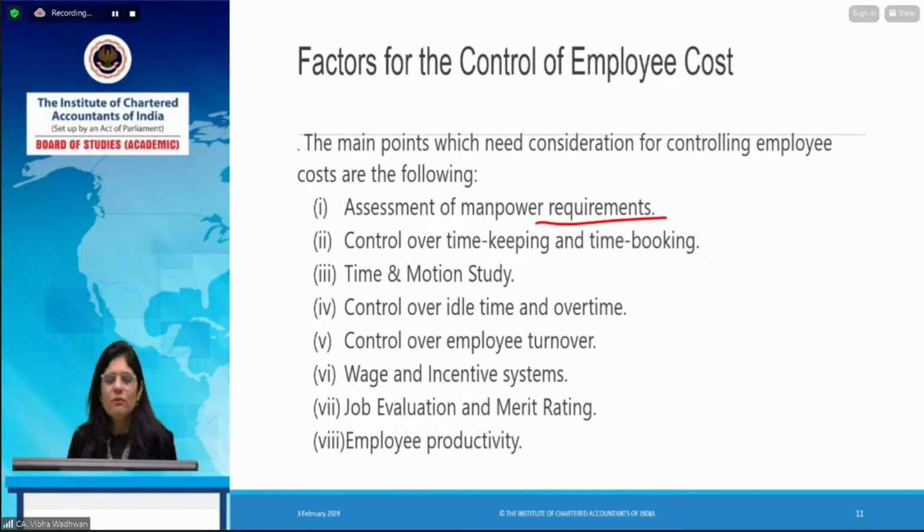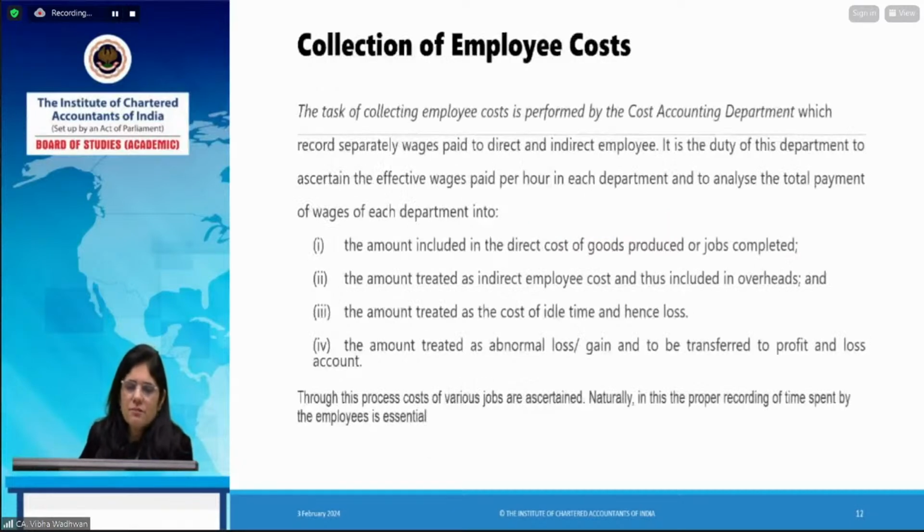So job evaluation is evaluating the job and merit rating is evaluating the performance of the employee, the job holder. Clear? And employee productivity. So again, all this appraisal system is part of employee cost. Collection of employee cost is the task of the cost accounting department.